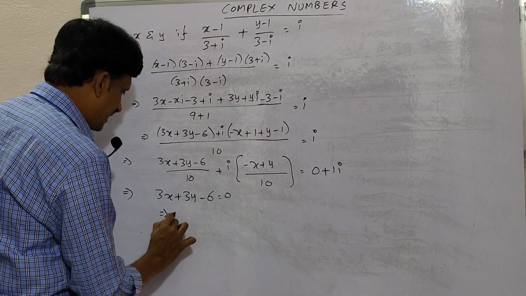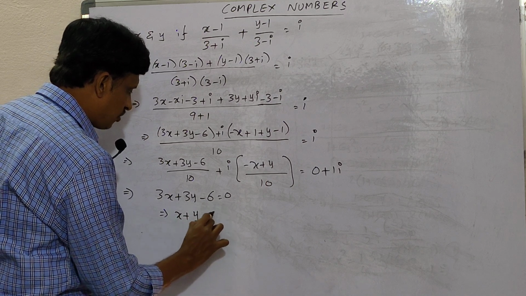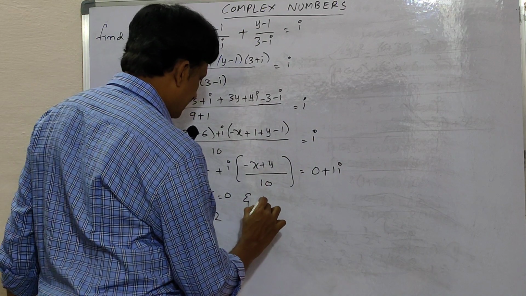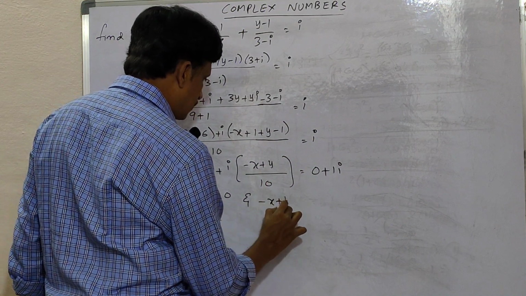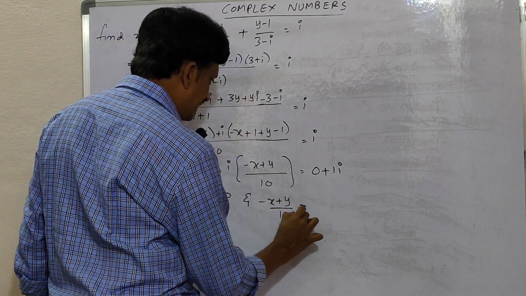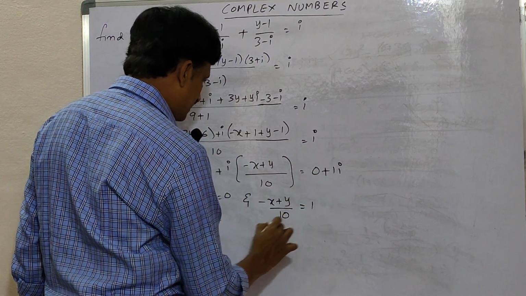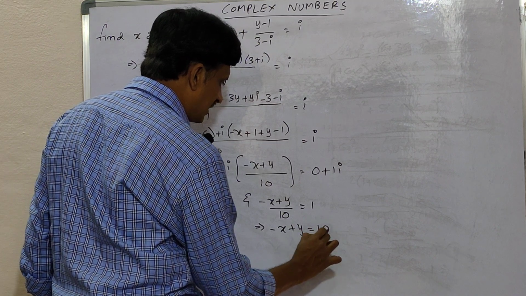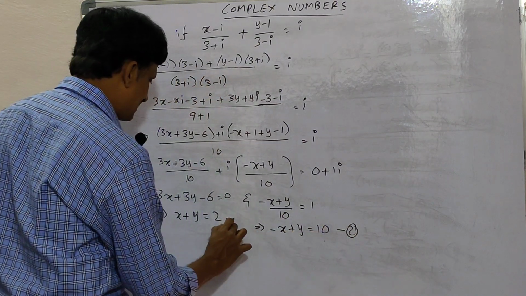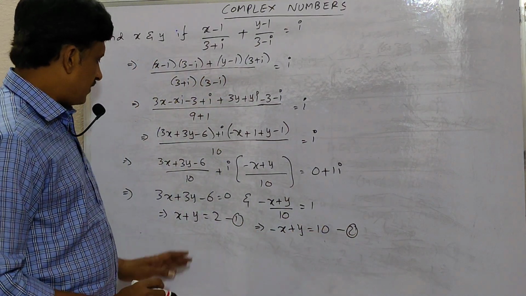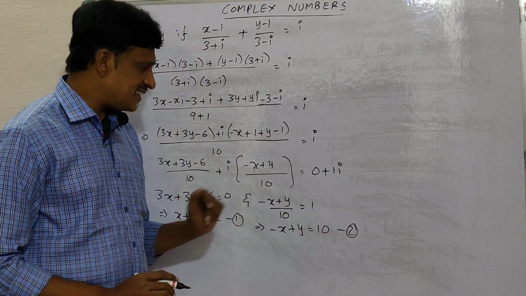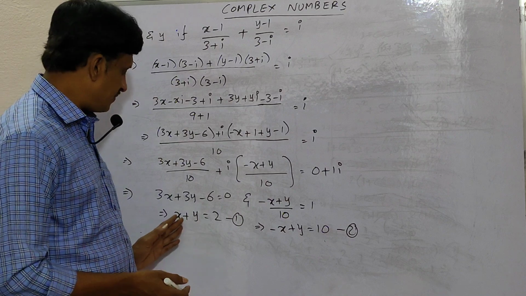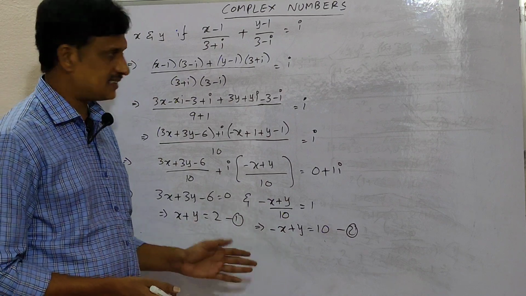If you divide by 3, you will get x plus y is equal to 2. And imaginary part should be 1. That means minus x plus y by 10 is equal to quotient of i is 1, gives minus x plus y is equal to 10 into 1, that is 10. This is the second equation and this is the first equation. So we got the values of x plus y and minus x plus y. Add these two to eliminate x, because x is given with positive and negative opposite signs.